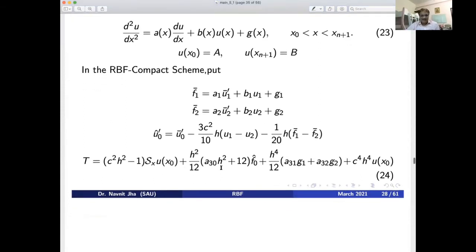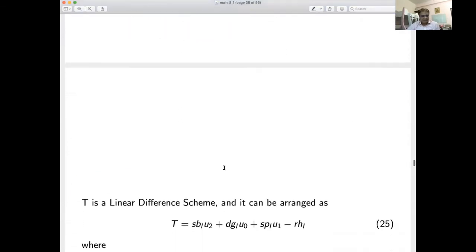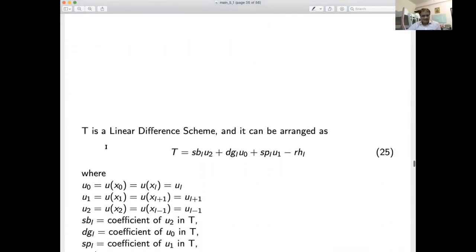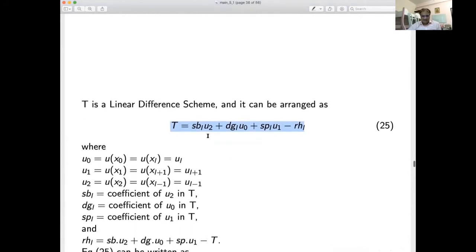So when it is linear in all these things, we can write T as sub L u2 plus DGL u0 plus sup L u1 minus RHL. Sub L stands for sub-diagonal, DG stands for main diagonal, principal diagonal, and sup L means super diagonal, above the main diagonal. And this is RHL. Whatever is left, I will write in the RHL.